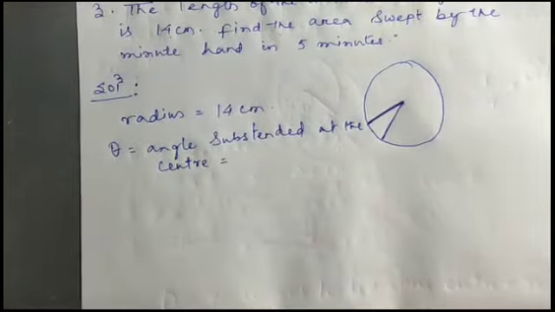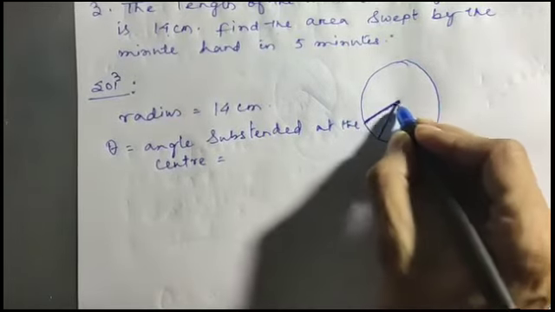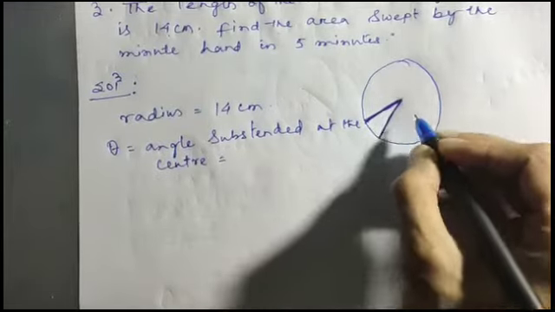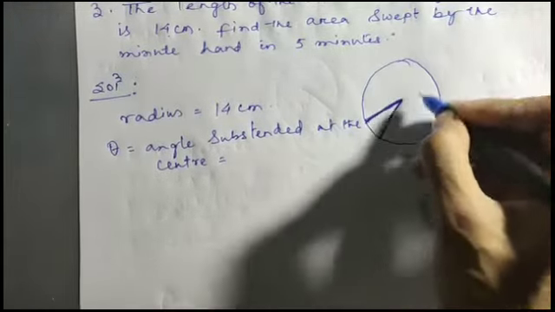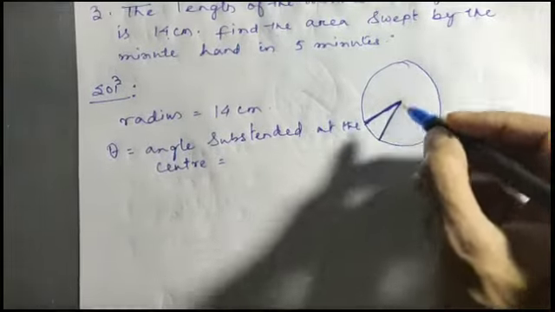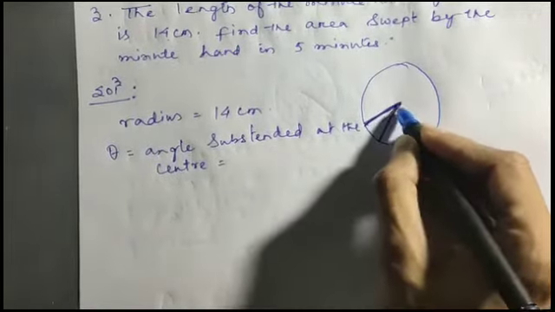Now see, this is the sector, the 5 minute sector, right? This is the 5 minute sector, okay? Like that, 12 parts will come out, right, if we are forming all the sectors of 5 minutes. So this is the 5 minute sector.